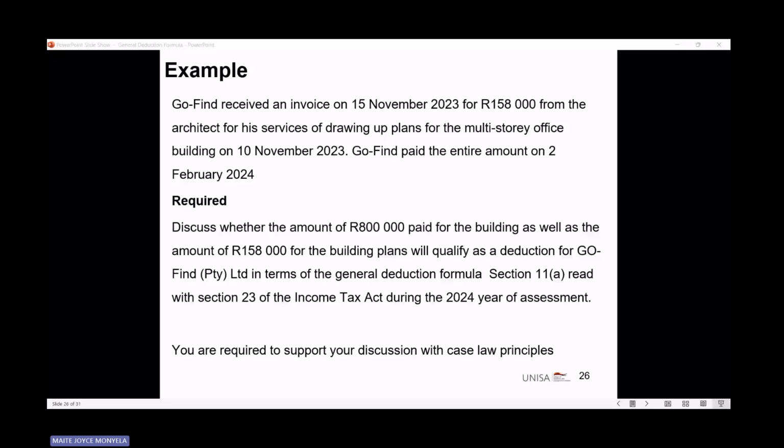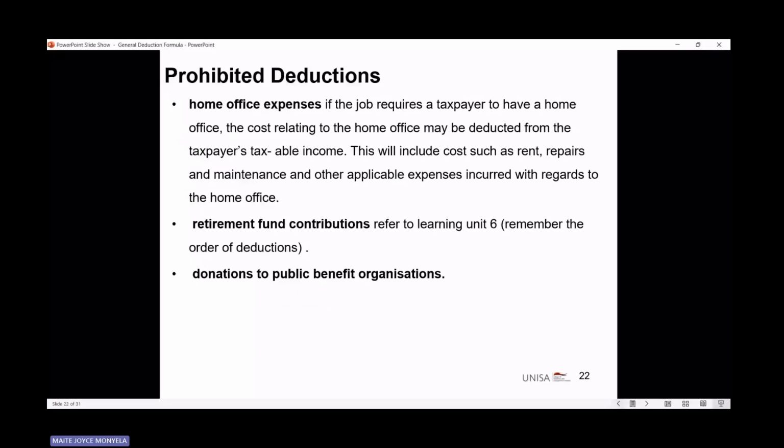On the next one, I think we are doing capital allowance. I'll also show you how to apply the case, how to take the conclusion from the case and apply it in the question. Okay, let me wrap up.